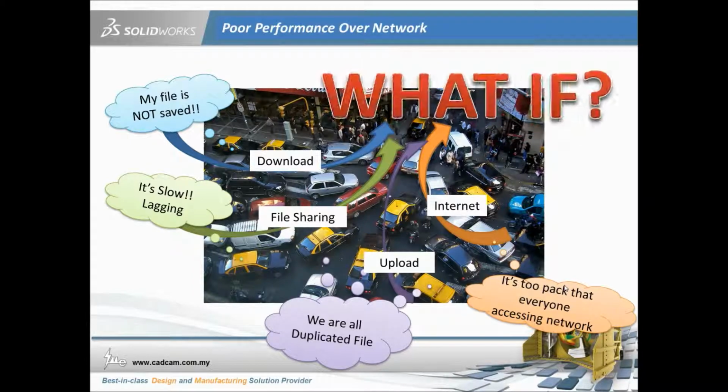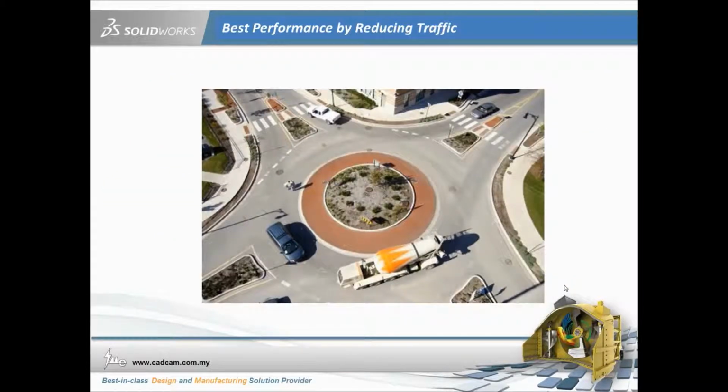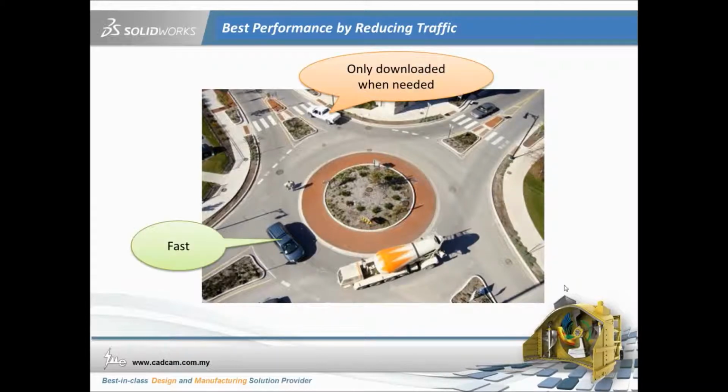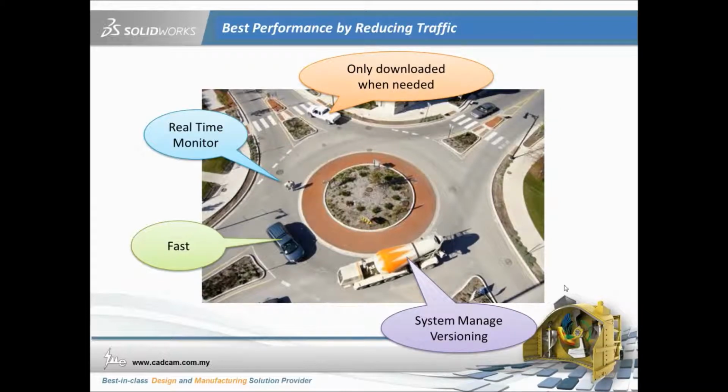What if you had a solution that can resolve all these problems? You would only use the network when the file is being downloaded, which is fast enough, and it only happens when you need it. It monitors the file status in real time. You know who is accessing the file, who is editing the file right now, and at the same time you are also able to manage the versions of the file automatically.